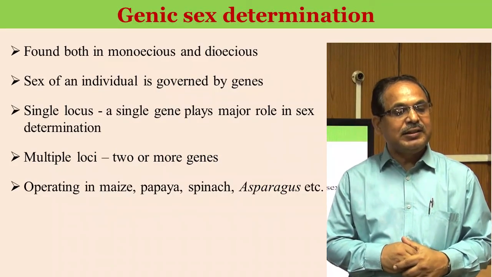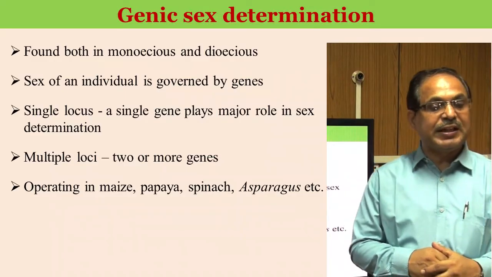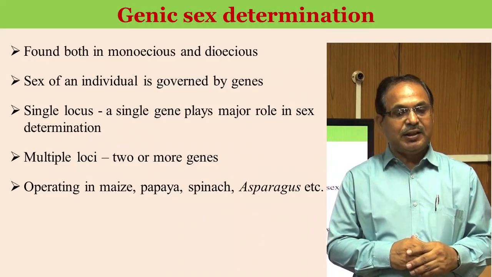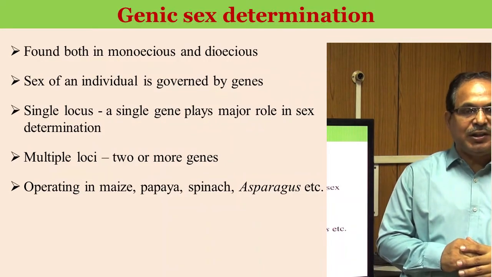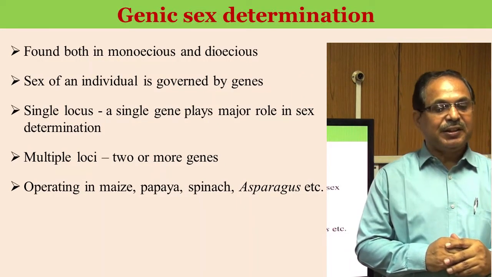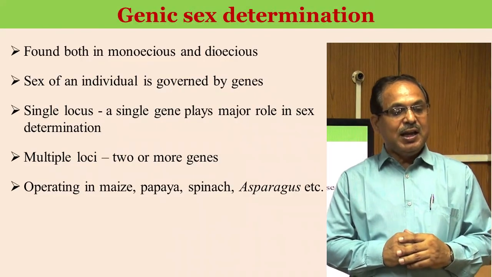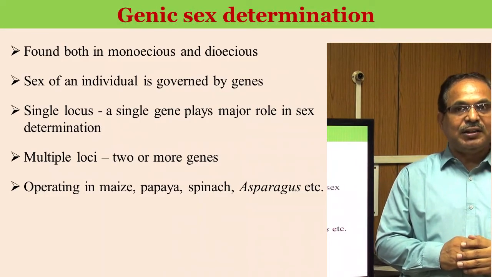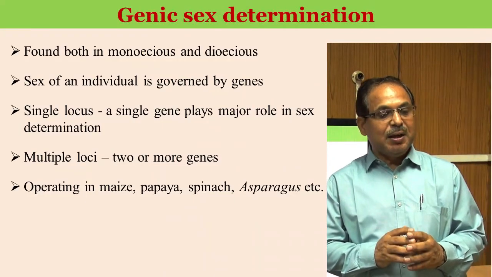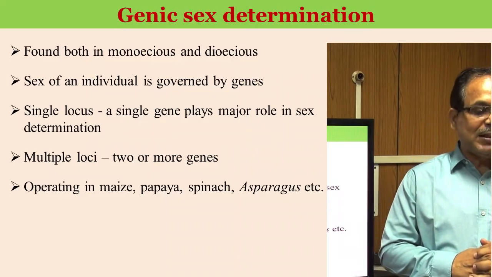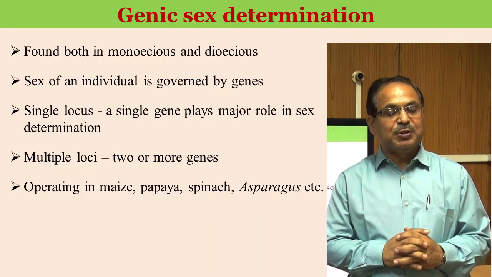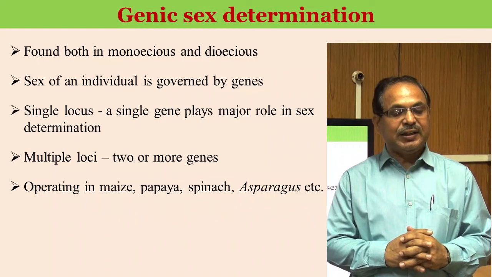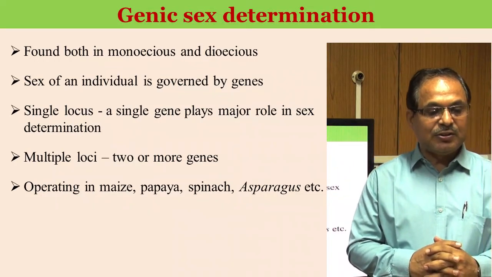So the next system is the genic balance system of sex determination. This is found both in monoecious plants as well as in dioecious plants. Here the sex of an individual is governed by the genes present in the individual. Here a single locus, that is a single gene, plays a major role in the determination of sex. Sometimes multiple loci are also responsible for this purpose, where two or more genes are responsible for sex determination. This system operates in papaya, in maize, and in spinach.